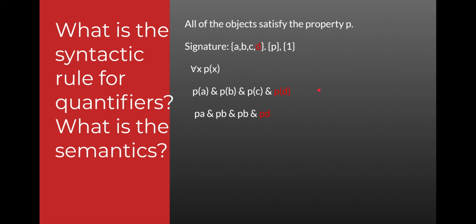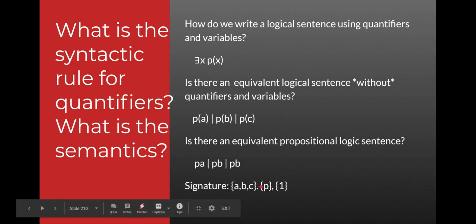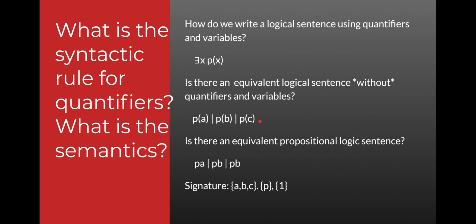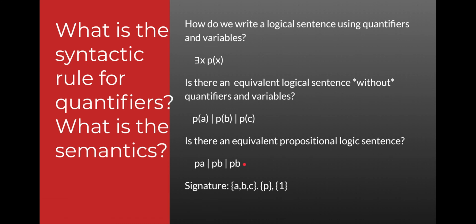And so if you have the question, how do we write a logical sentence using quantifiers and variables? One example, the simplest example I can think of, is to say there exists an X such that P of X. An equivalent logical sentence to that, assuming we have the signature A, B, C with P and 1, would be just to say P of A or P of B or P of C. And an equivalent propositional logical sentence would be the disjunction of a set of object constants that correspond to each one of our relations as related to each of our objects.